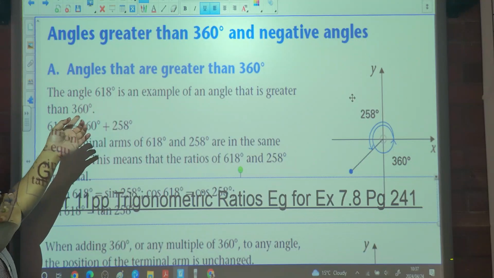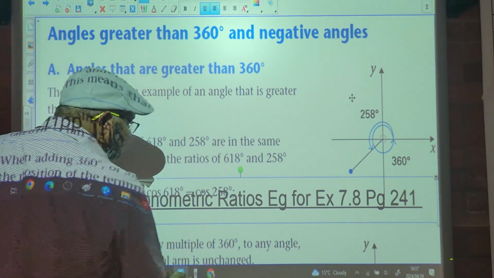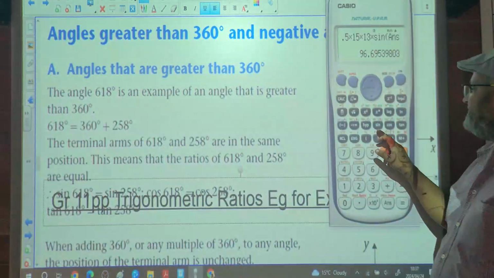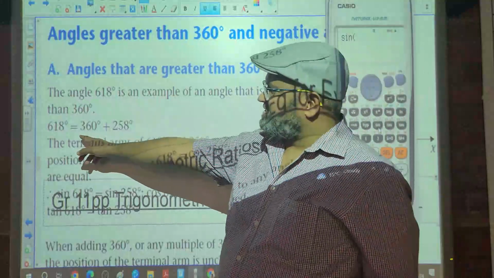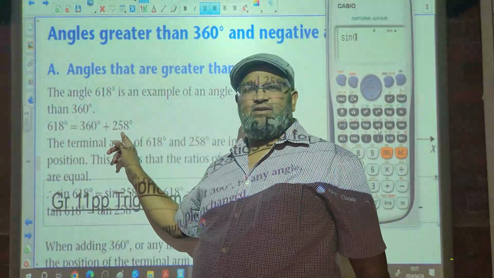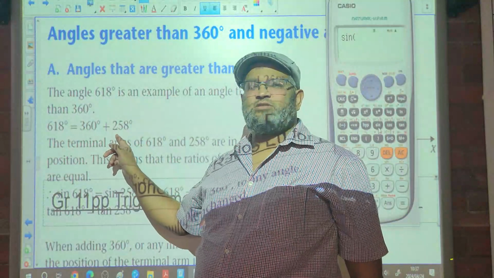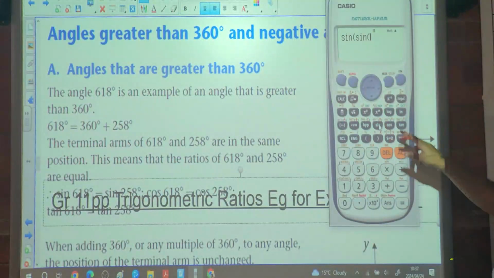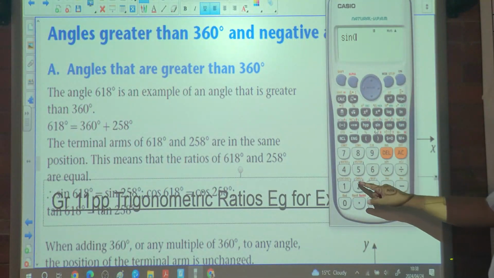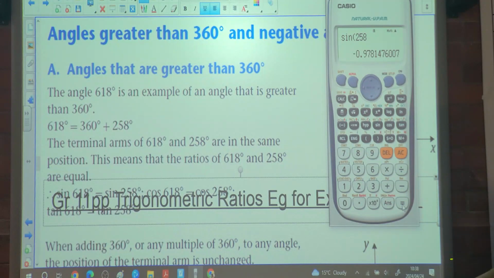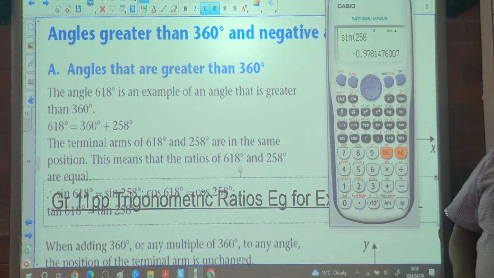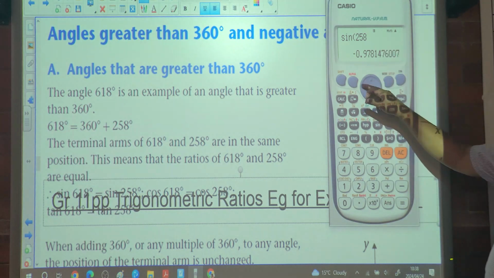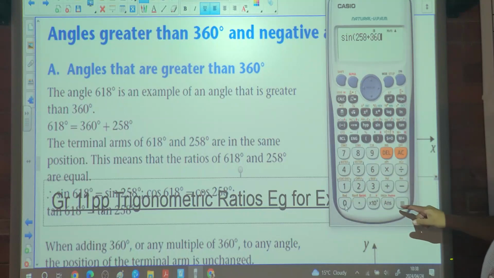You all agree with that? Okay. But if you're looking at, say for argument's sake, sine of, if I take 360 degrees away from here, I get 258. Let's go with sine of 258. Sine 258 gives an answer of negative 0,978. What do you think will happen if I add another 360 to that? It will give you the same answer of negative 0,978.